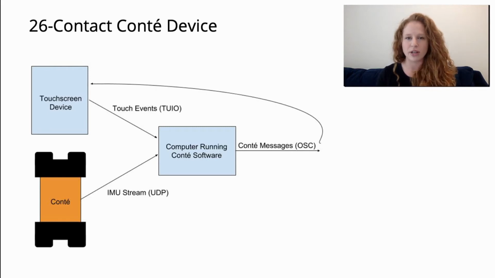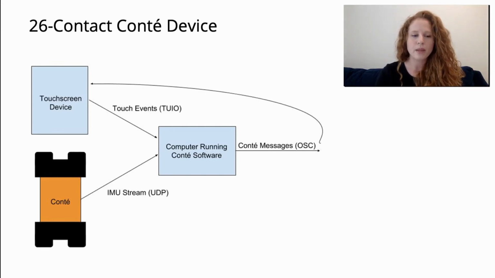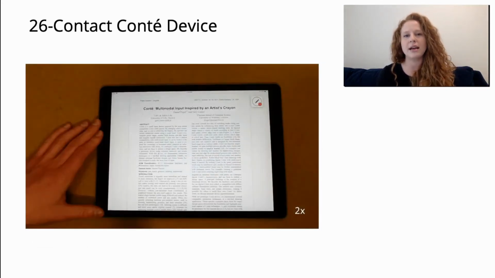So that the software can use that information when it's not touching the screen if it wants to. And that's all sent back to the touchscreen device so that Conte applications can be interactive. So since Vogel and Cassier were inspired by an artist's crayon, art applications are sort of a natural use case for Conte, but we built a demo to show probably a more widespread use, which is a PDF annotation application.